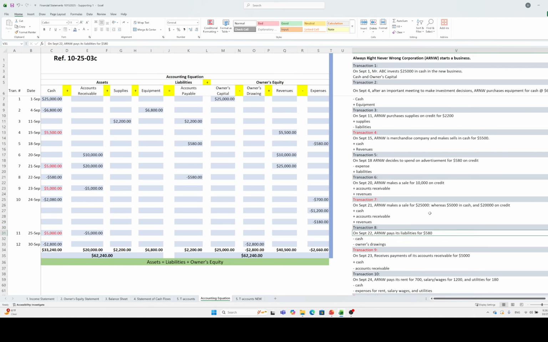We've got the company pays its liabilities for $850. That means we paid in cash, and then we also have owners. Wait a minute, we've got a little problem here. This is expense, not owner's drawings. This is expense. Oops.